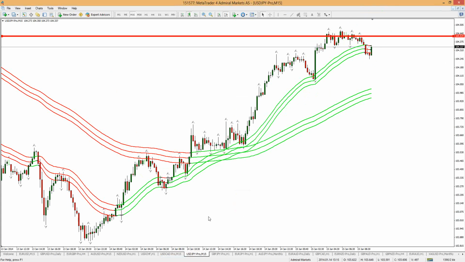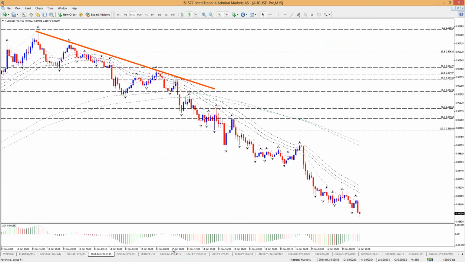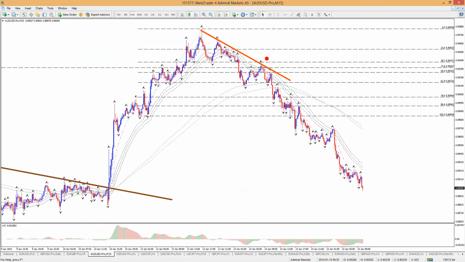Anyone else? Which one do you want to continue with today? Let me take a look. I had a list. Maybe the Aussie we can take a look at, right? The Aussie, I was looking for a breakout to the upside. In fact, that was on my watch list yesterday, but it didn't happen here.